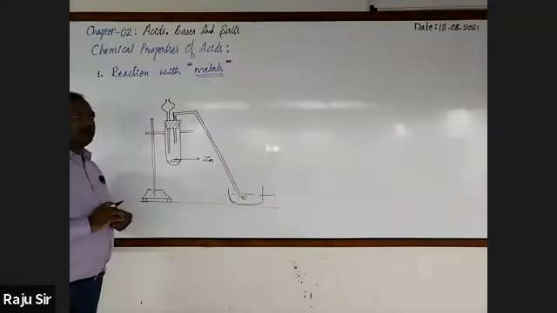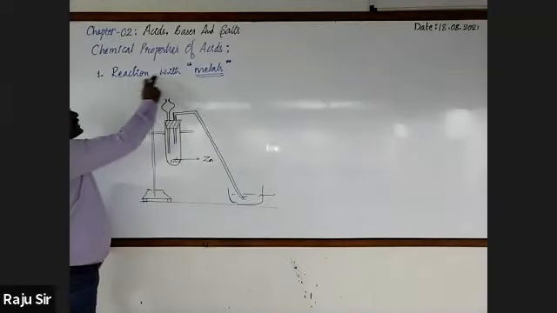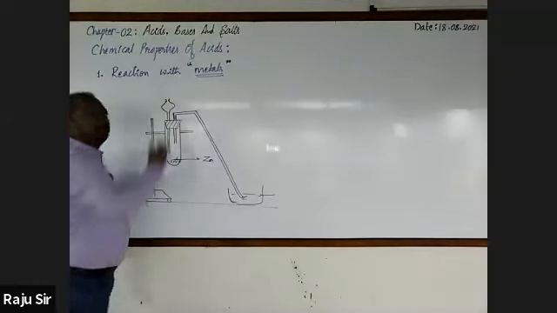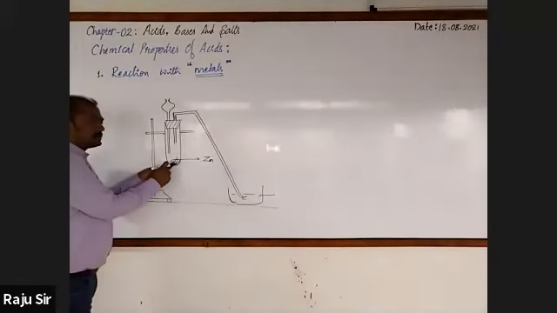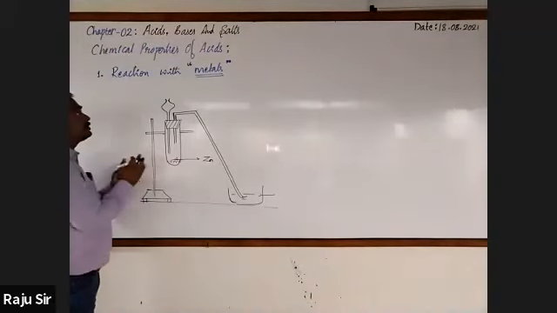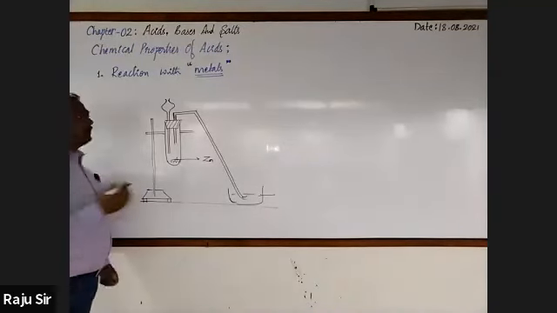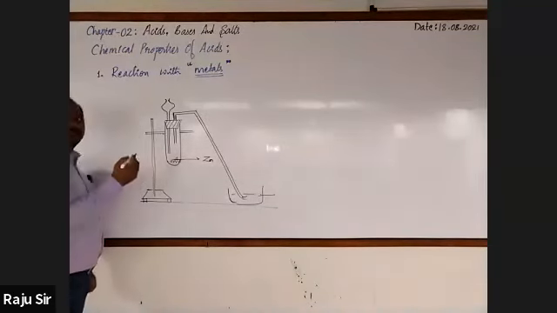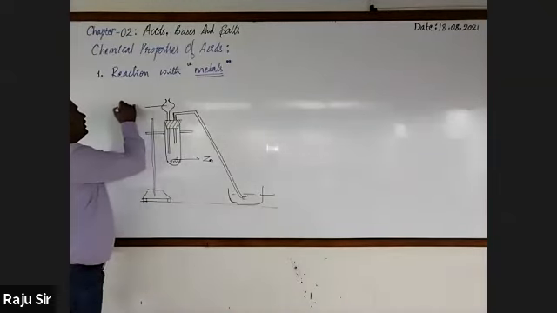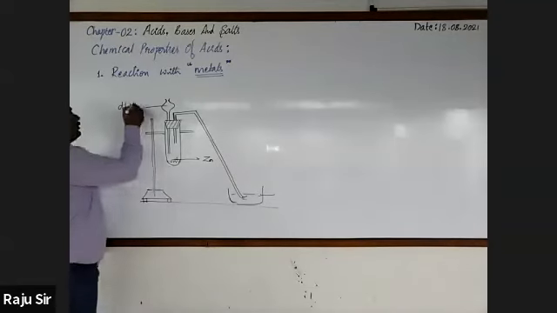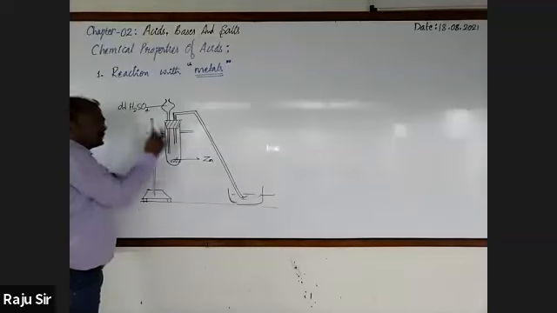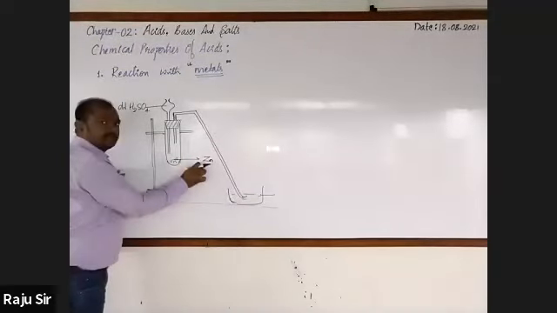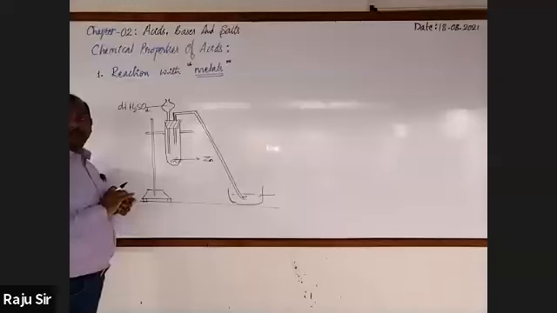Now, the procedure. As we are going to study the reaction of acids with metals, already one metal is taken. Now we need to choose any one acid. Let us choose dilute sulfuric acid or dilute hydrochloric acid. What is the sulfuric acid formula? H2SO4. We will add dilute sulfuric acid to the test tube containing zinc granules through the thistle funnel.